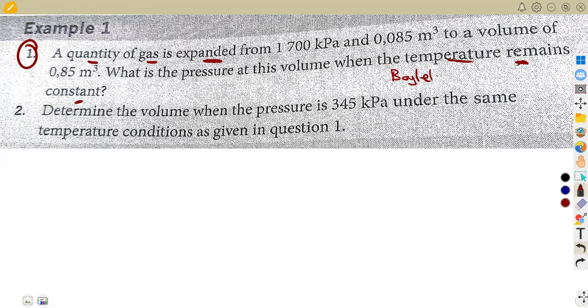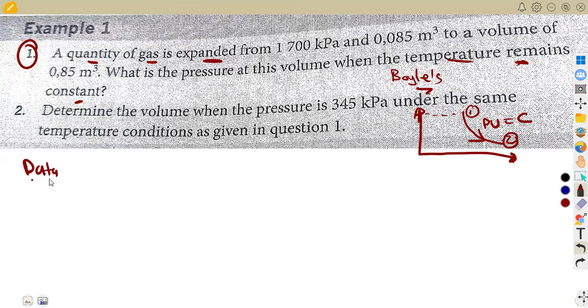So that's what we simply have in this case. If it is an expansion, then on the PV diagram we are going to have something of this nature. This will be our point 1 or point 2, going down like that. That is PV is equal to C. So whether you know this or you do not know, just take your information down. What are we having here?